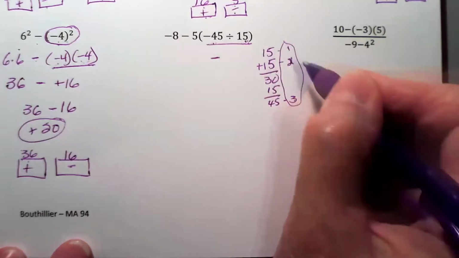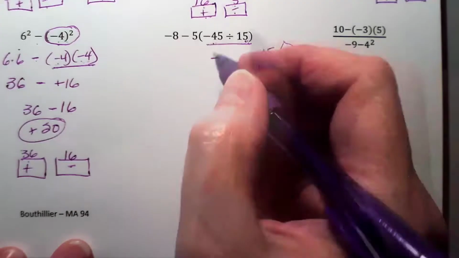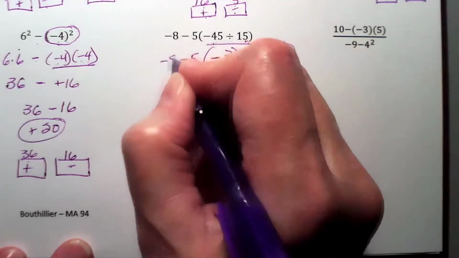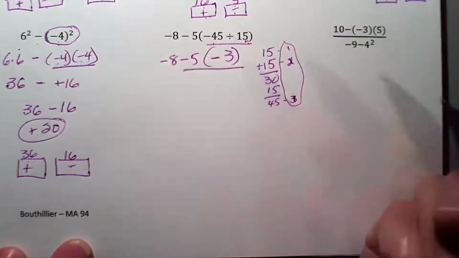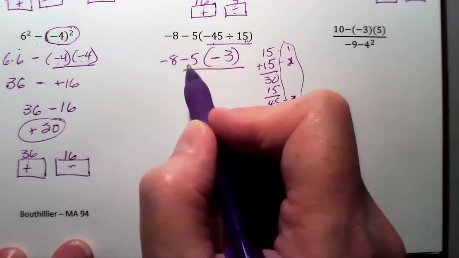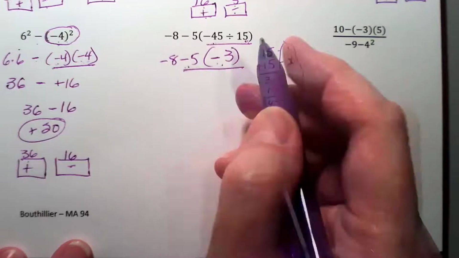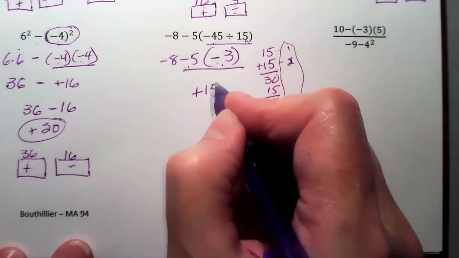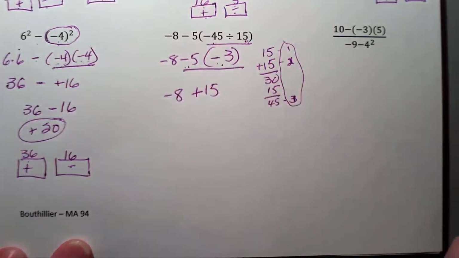So that's 1, that's 1, that's 1. If you add them up, 1, 2, 3. And I'm just copying down everything else. Now I'm going to multiply. A negative 5 times a negative 3, that's 2 negatives, so the answer is positive. 5 times 3 is 15, so I have a negative 8 plus 15.